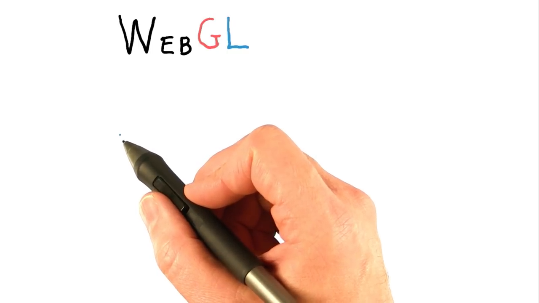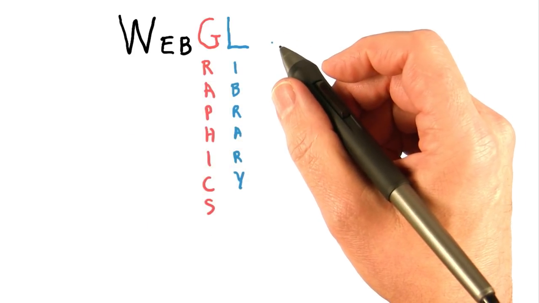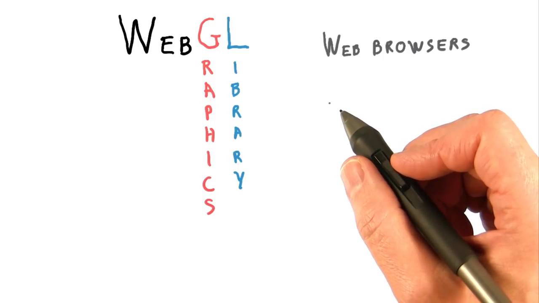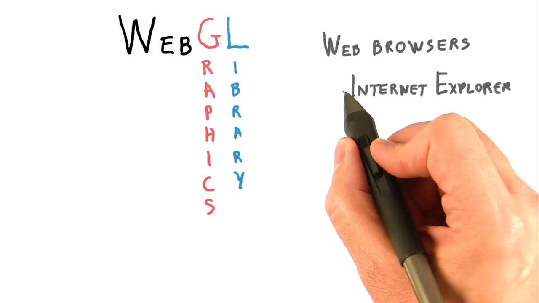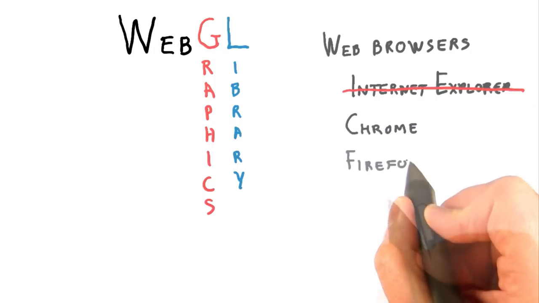Now, before we go any further, you should make sure your computer can run WebGL programs. GL stands for Graphics Library, and it's what this course uses to teach 3D graphics. WebGL is built into a number of web browsers, so you don't need to install anything. Unfortunately, there's one major exception, Internet Explorer, so you'll need to use a different browser, such as Chrome or Firefox.